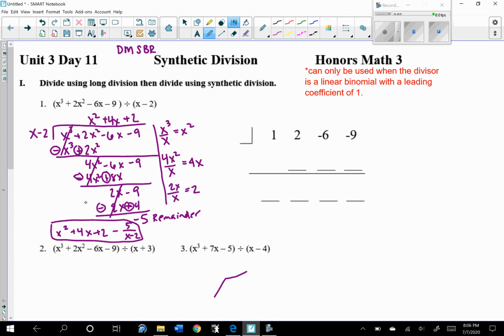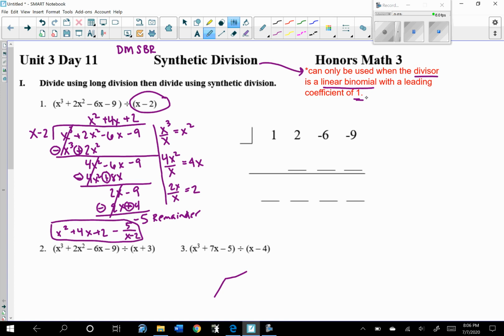So today we're going to talk about a new way to divide, which is called synthetic division. Synthetic division can only be used when the divisor is a linear binomial with a leading coefficient of 1. So for this, what is the divisor? X minus 2. What does a binomial mean? It means two terms, which this is. The leading coefficient of this is in front of the x, so that is 1. So that means we can go ahead and do synthetic division.